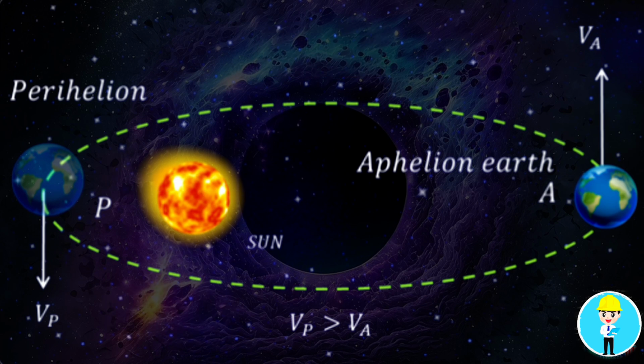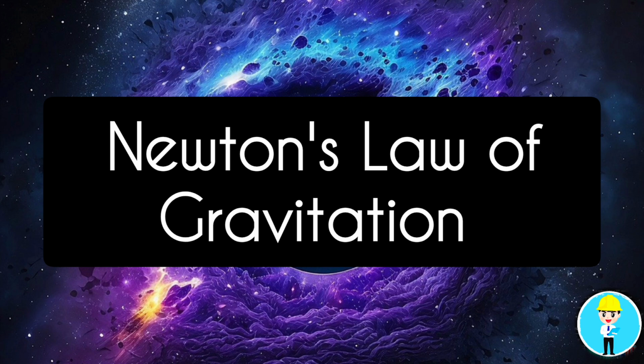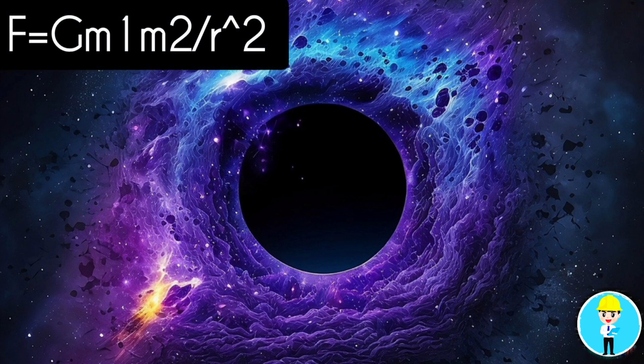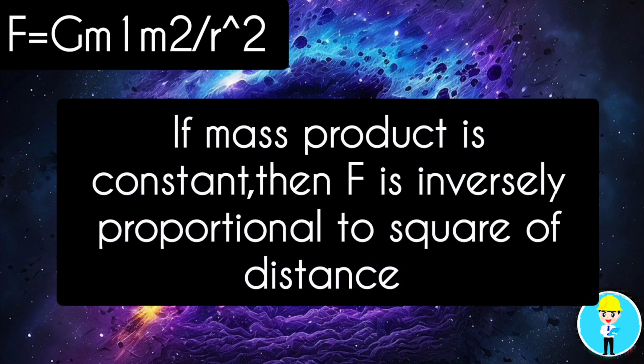We have studied the gravitational force and Newton's law of gravitation, with the formula F = G m1 m2 / r². So if the masses are constant, the force of gravity is inversely proportional to the square of the radius. In simpler words, if we keep increasing the radius, the gravitational force between the two bodies keeps on decreasing in magnitude.